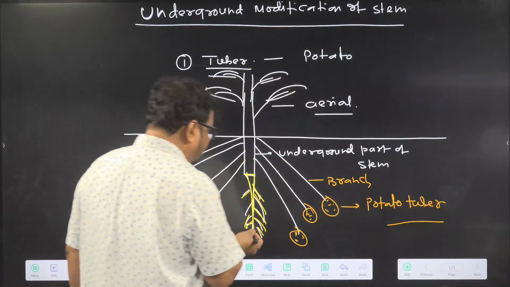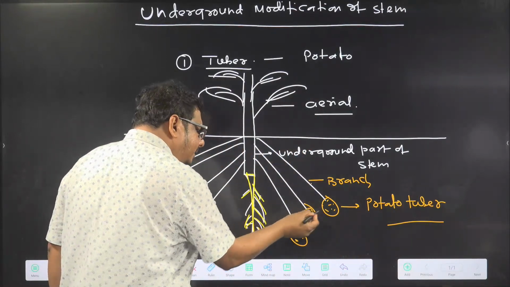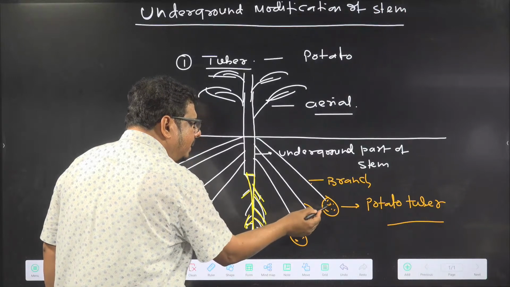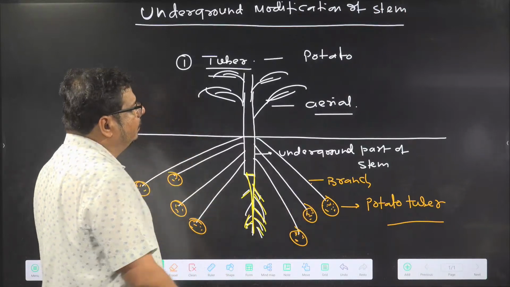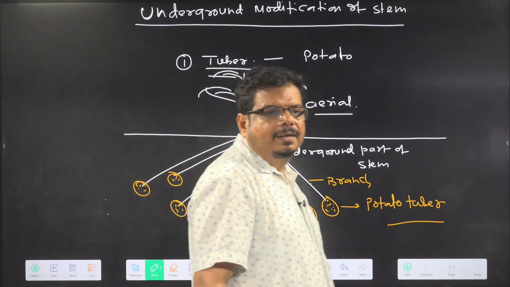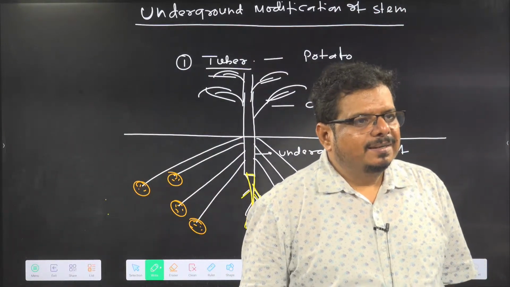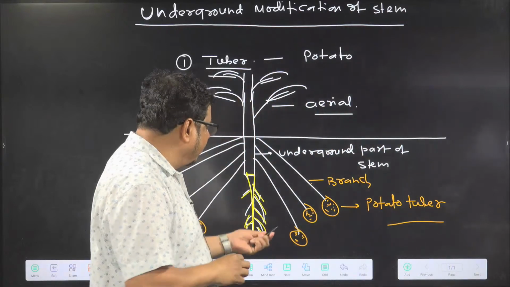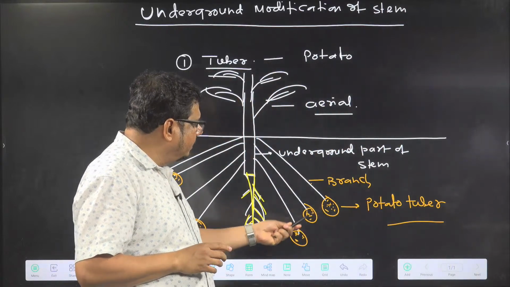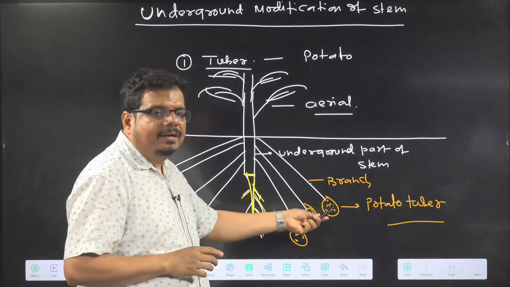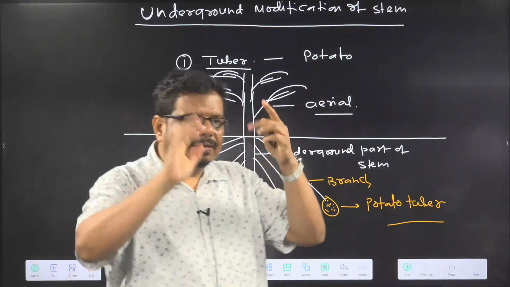And here it is the root. Here it is the branches. Here it is the potato tuber. Swollen part of the tip of the branches is the potato tuber. Did the picture come or not, of the potato plant? So where is potato? Potato is present in the underground part, developed from underground branches. Is it done? Is it clear?